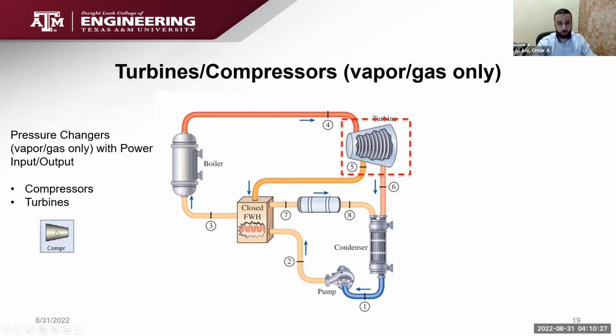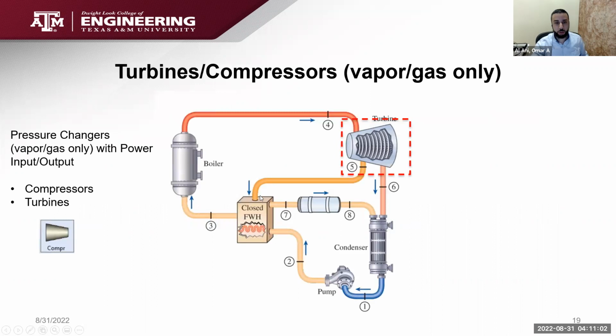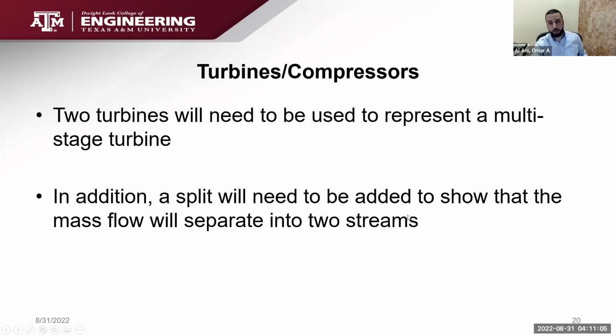So we can pull in this compressor block to represent the turbine. But I just would like to make a note on the next slide that we have 2 turbines that will be used. There's no way for Aspen to have a multi-stage turbine, so the only way to simulate it is to actually put in multiple turbines. And if you notice also, there's a split in the mass flow rate: one goes to the condenser and one goes to the closed feed water heater. So we'll need something called a split.